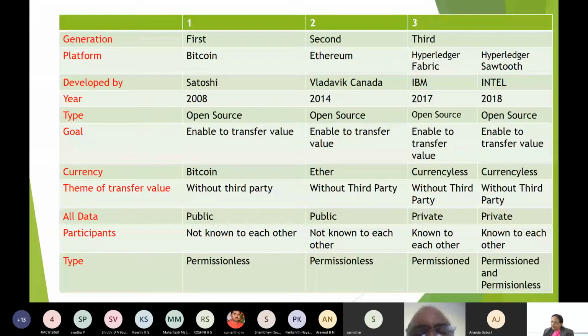Just to give a brief warm up to the session: generation first, second and third. This was one of the similar slides in Yogesh Babu's session. Bitcoin, then Ethereum, Fabric, Sawtooth. Fabric is by IBM, Sawtooth is by Intel. Fabric was in 2017 and Sawtooth was in 2018. And incidentally, all are open source.